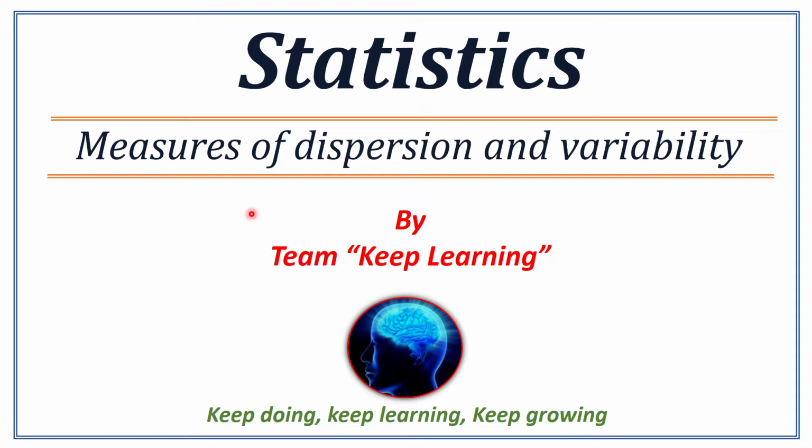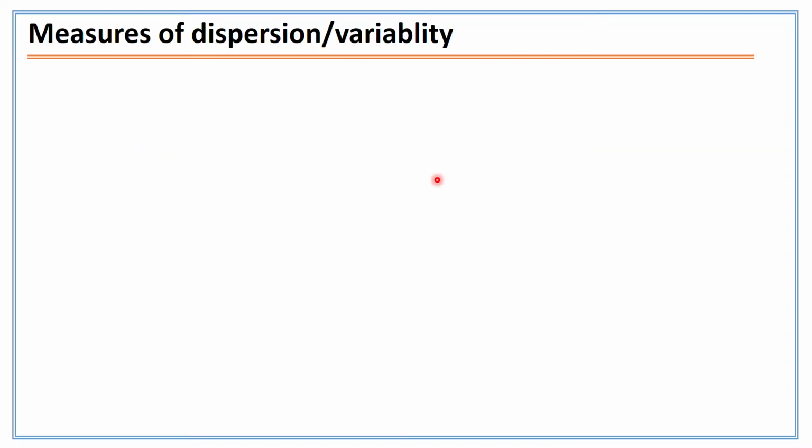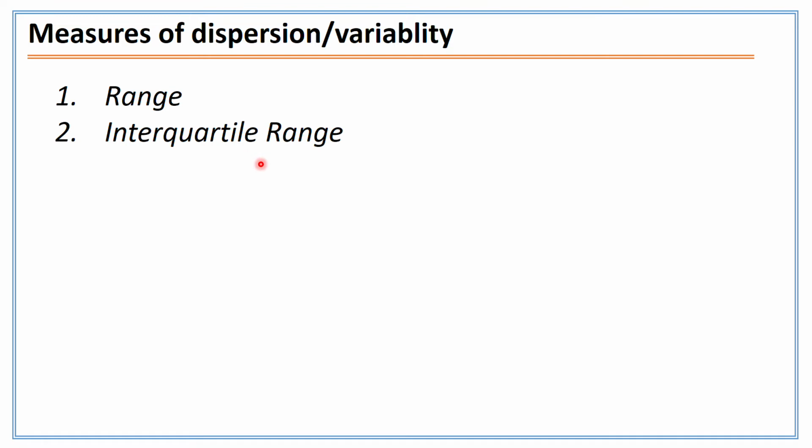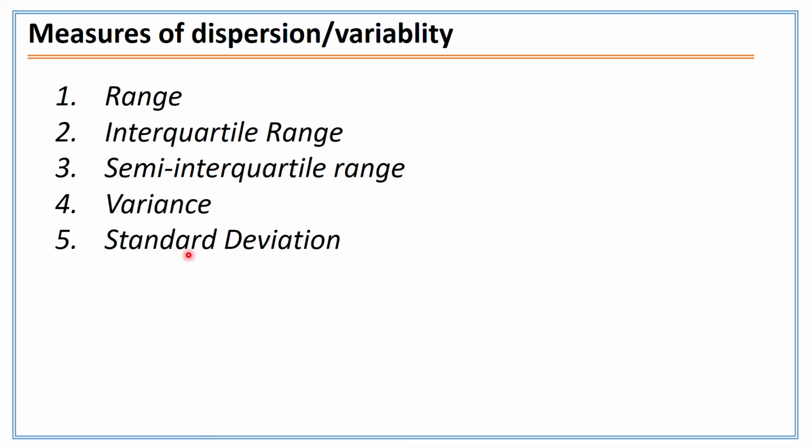In this video, we will see measures of dispersion and variability. So let's start the measures of dispersion and variability. In this aspect, we are going to read range, interquartile range, semi-interquartile range, variance, standard deviation, and coefficient of variation.